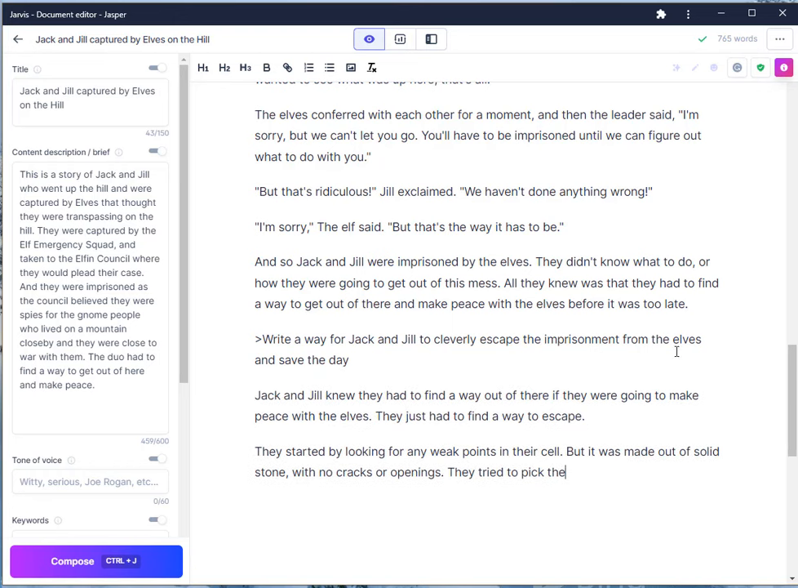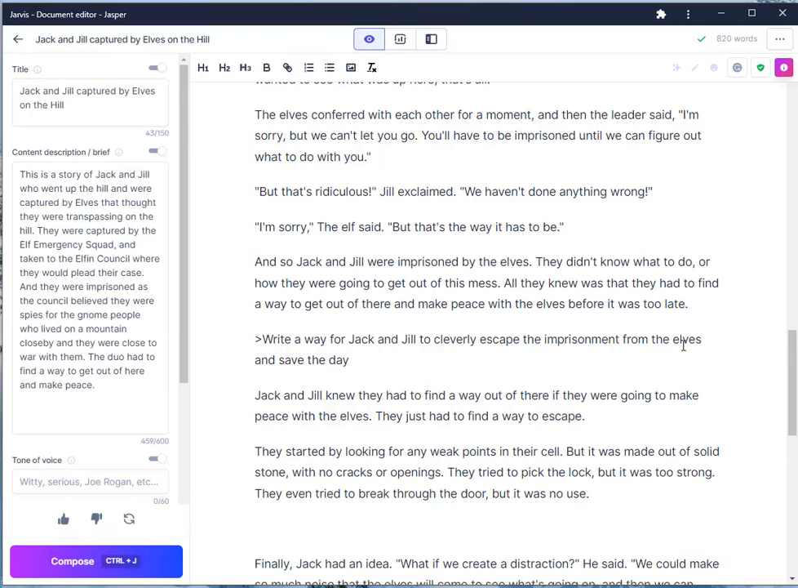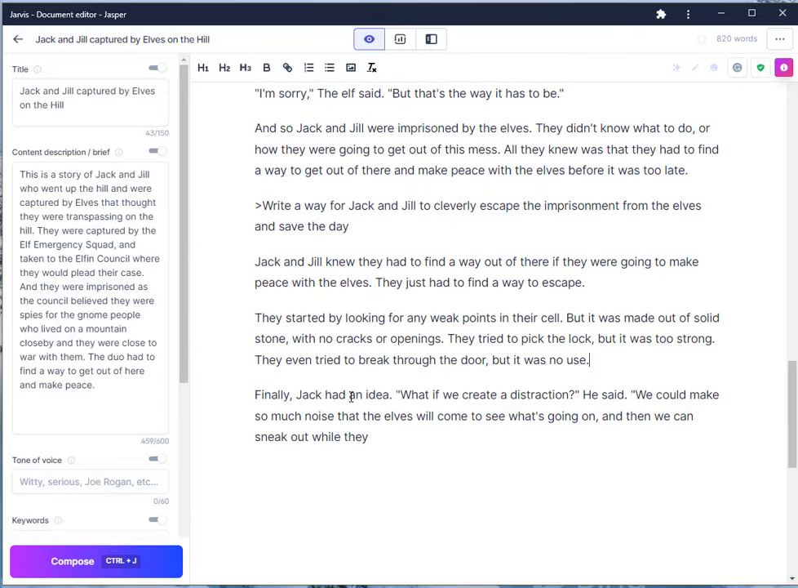They started to look at any weak points in the cell, but it was made of solid stone, no cracks or openings. They tried to pick the lock with a screwdriver. They even tried to break the door. It was no use. What if we create a distraction? We can make so much noise that the elves will come to see what's going on. Then we can sneak out while they.